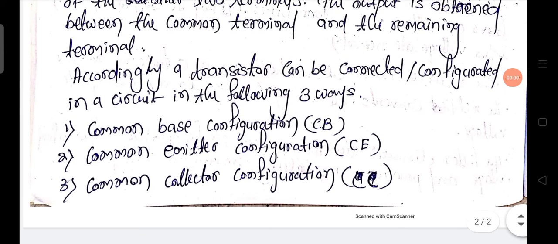In the coming classes, we will discuss these three techniques, how they work, and how their connections are made.